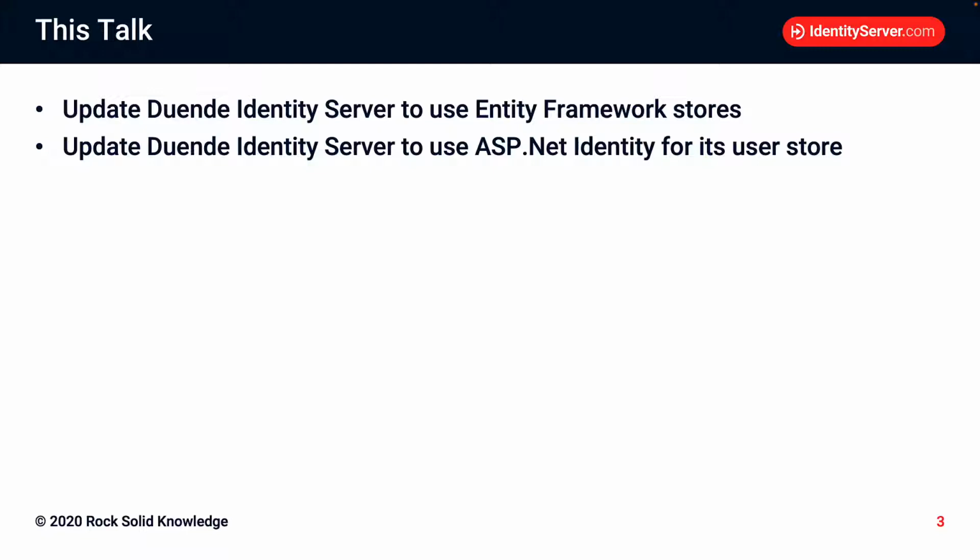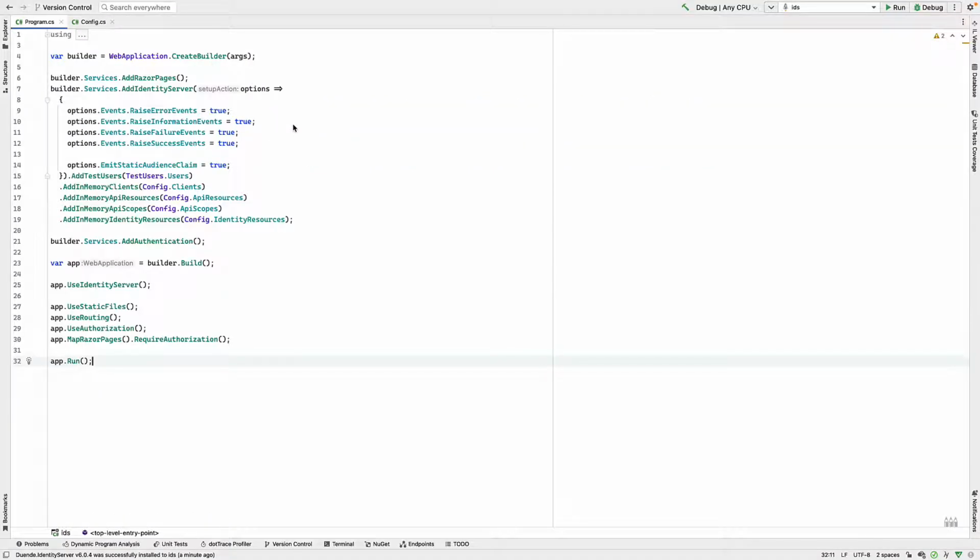Okay, so let's dive in and write some code. So this is the code from the previous project. So here we're using in-memory users, and we're also using things like in-memory clients, API resources, and scopes, and all the things that IdentityServer needs. So what we'll do here is rather than using these in-memory stores, we'll use Entity Framework instead. So initially, I'll get rid of everything that's in memory apart from the test users. And then a little later, we'll come back and remove those as well.